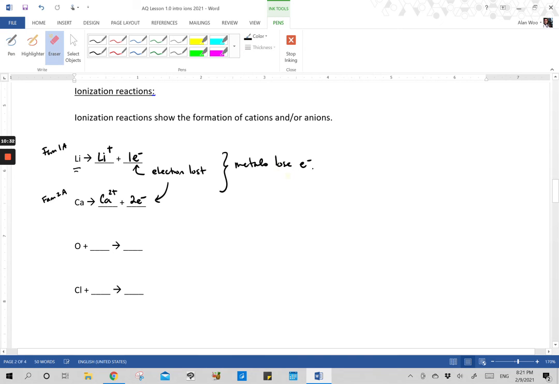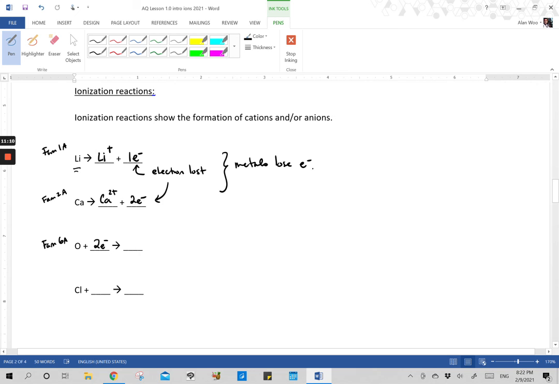If you look at the next two, oxygen and chlorine are both nonmetals. Okay, so they're going to gain electrons. That's why you see a blank spot on the reactant side. So oxygen is family 6A. It has 6 valence electrons already. In order for it to be stable, it needs to gain 2 more. So we put the 2 electrons on the reactant side.